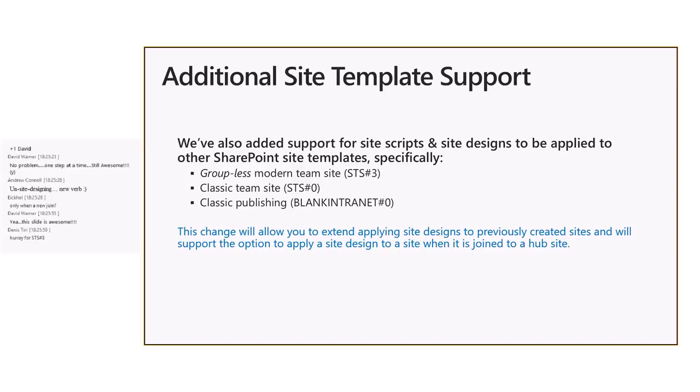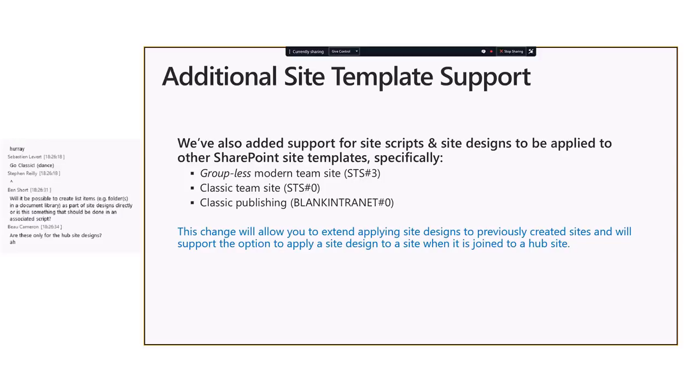We know that there are a lot of sites that will be joining hubs that are classic sites, or even, as we roll out right now, the new groupless modern team site, STS#3. We wanted to make sure that we were providing a mechanism for those to be available and could have site designs applied to them. So these are the three templates that we have made available. Real quickly, I'm going to show you an example of this, because guess what? You can also apply this to subsites as well. So I will show you an example of using the Invoke-SPOSiteDesign command to apply to these templates as well.